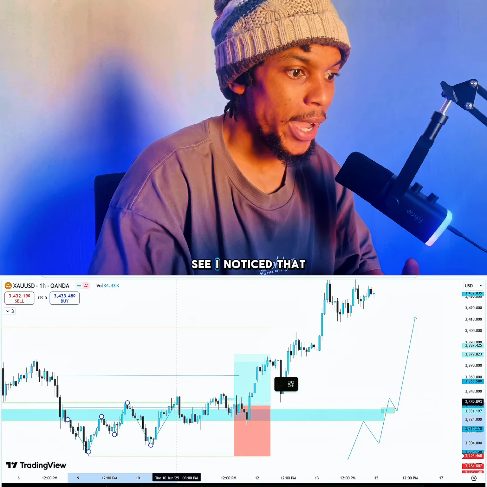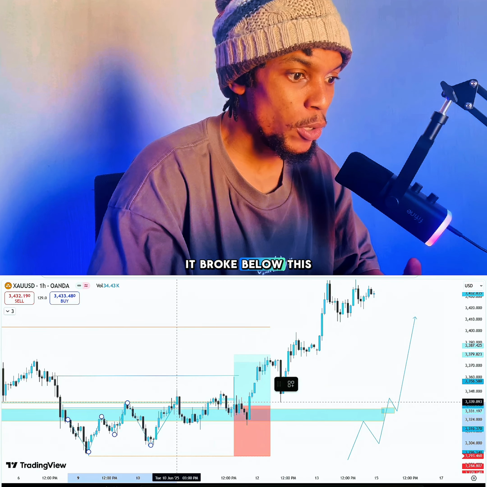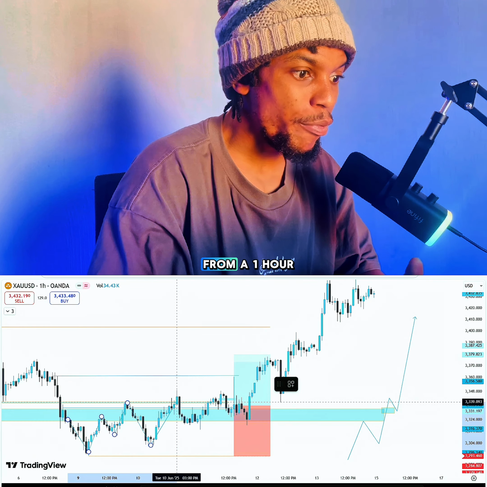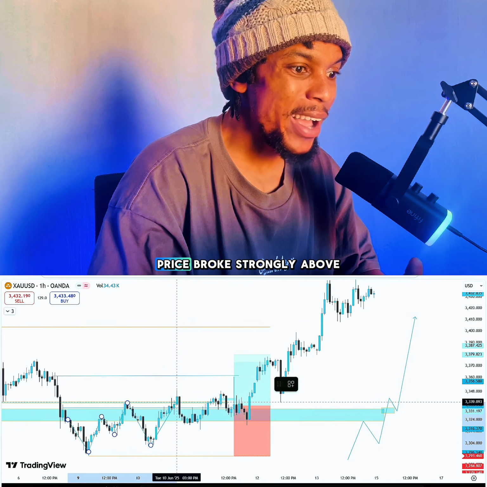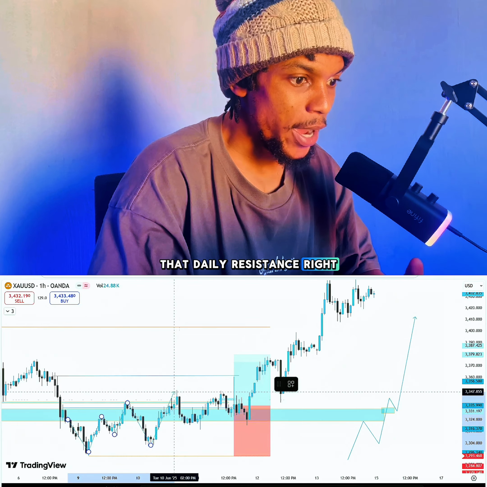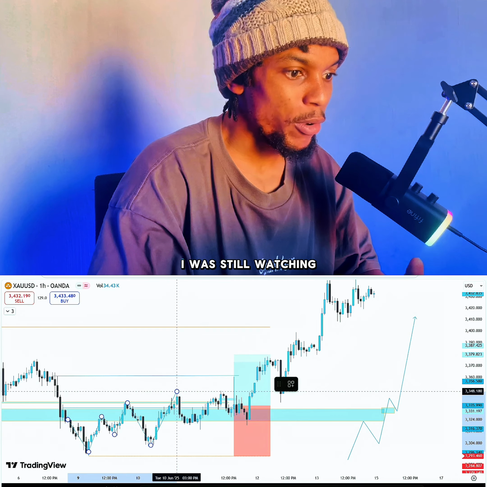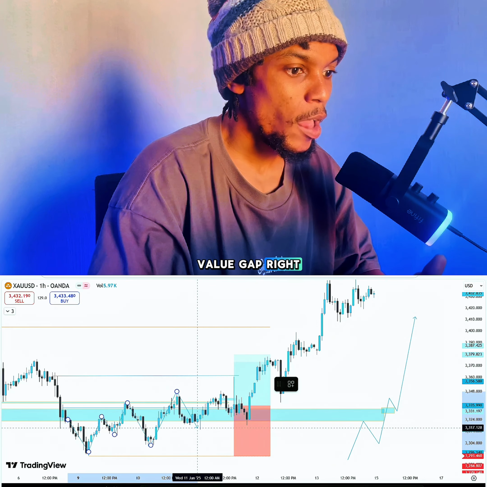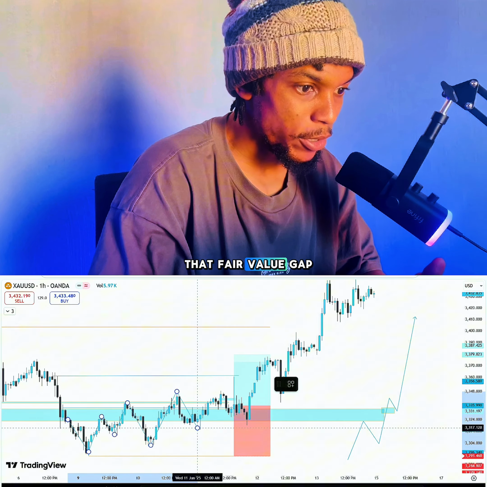So what did I see? I noticed that when price met it, it broke below this low, and then it started going up. From a 1 hour time frame, price broke strongly above that daily resistance, right? When price broke it, I was still watching to see the next thing happen, which was a fair value gap, right? So this is actually that fair value gap, right?